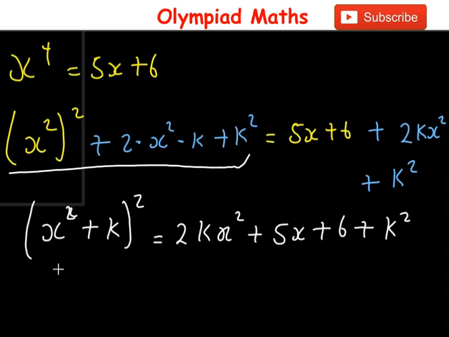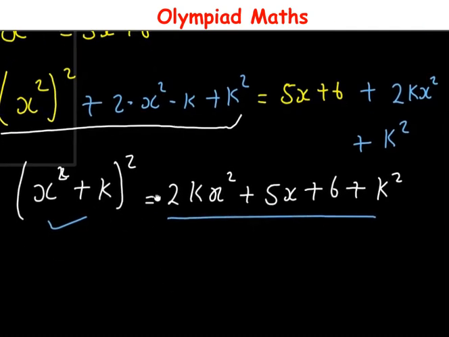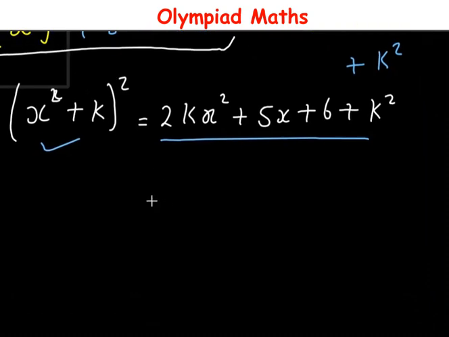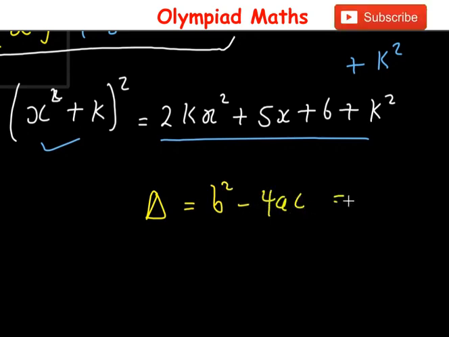Now, looking at this right here, x squared plus k all squared, this is a perfect square. Also, let's check whether this also is a perfect square. And to do so, we're going to make use of this, that the determinant equals b squared minus 4ac. So once the value equals 0, this means that this is a perfect square. So it's only when the determinant equals 0 that we have it as a perfect square.